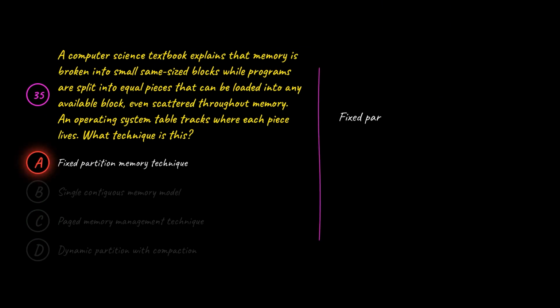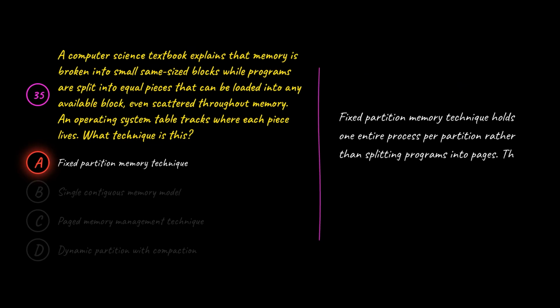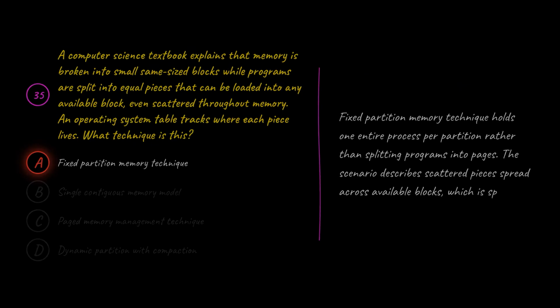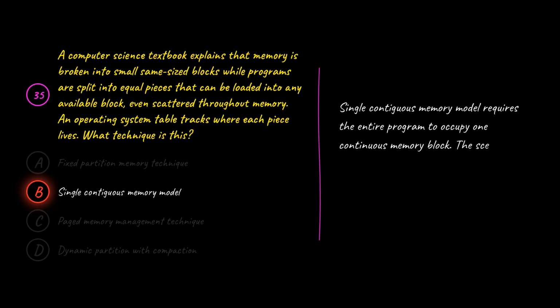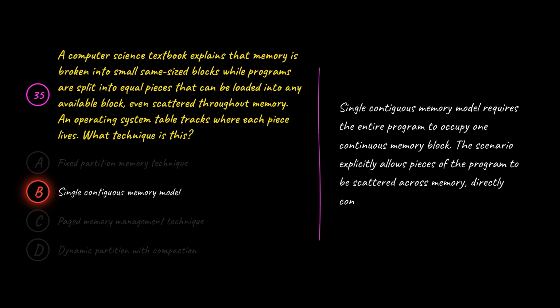A is wrong because fixed partition memory technique holds one entire process per partition rather than splitting programs into pages. The scenario describes scattered pieces spread across available blocks, which is specifically paging rather than simple fixed partitioning. B is wrong because single contiguous memory model requires the entire program to occupy one continuous memory block. The scenario explicitly allows pieces of the program to be scattered across memory, directly contradicting single contiguous requirements for loading.